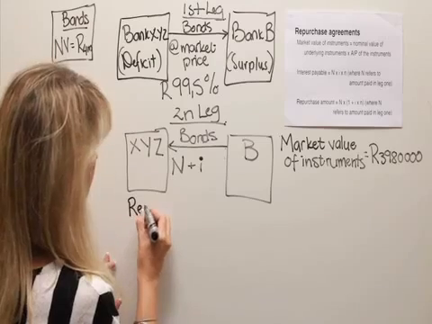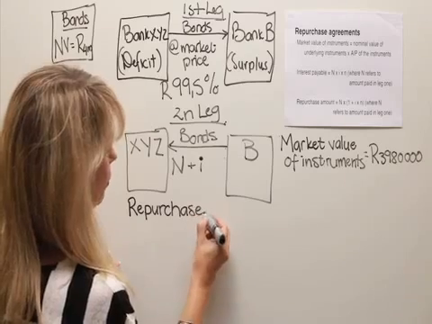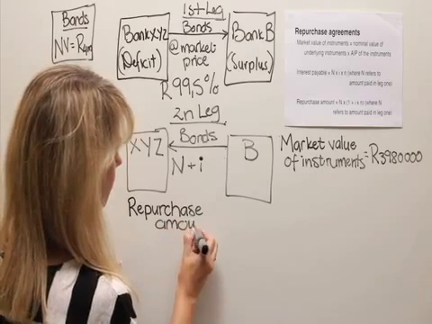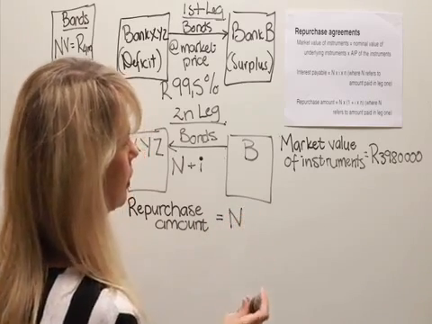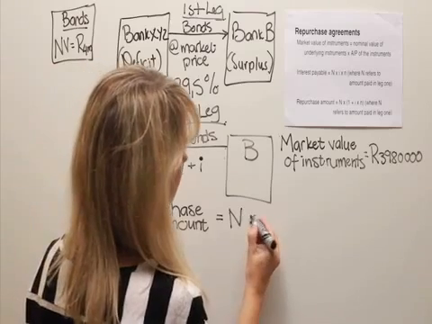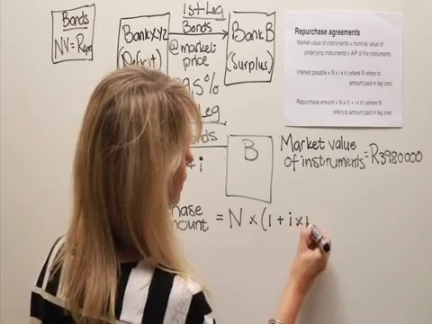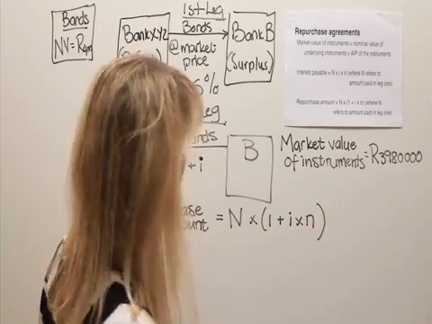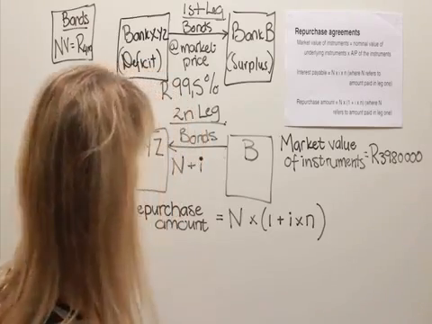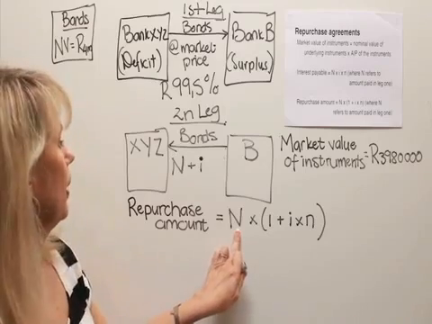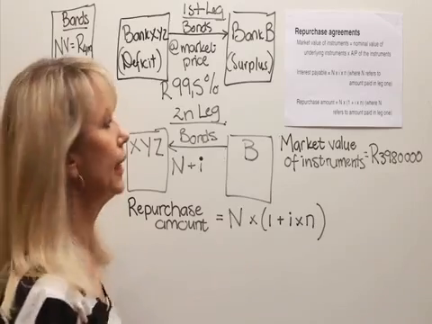The repurchase amount is equal to N times 1 plus I times N. So let's quickly discuss these. The N that we see here in the formula refers to the amount that was paid in leg 1.